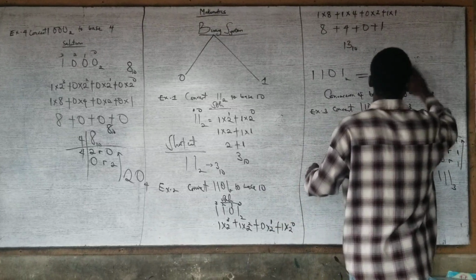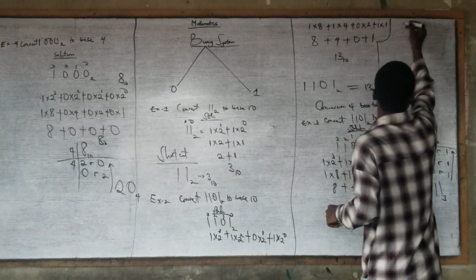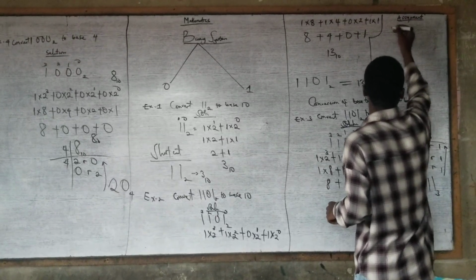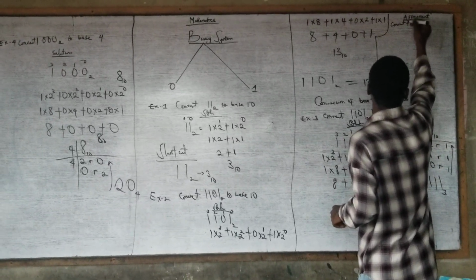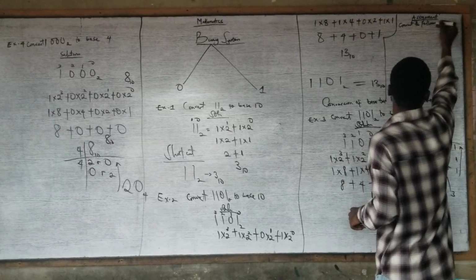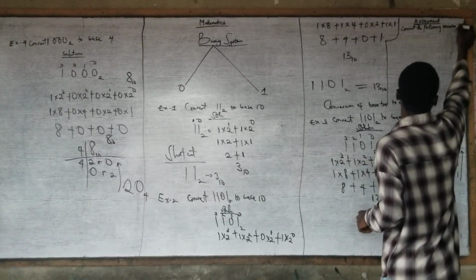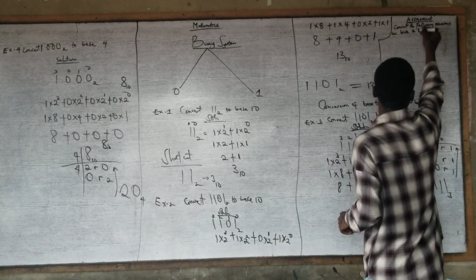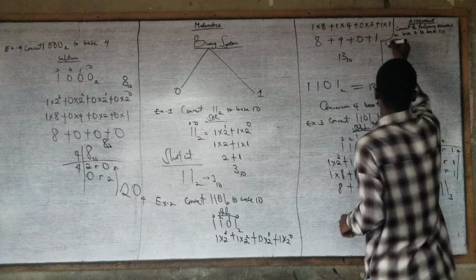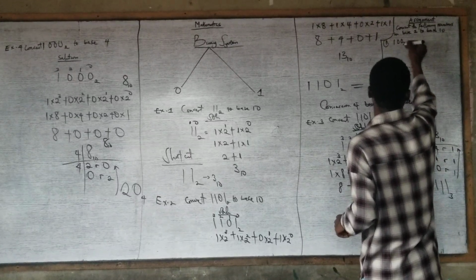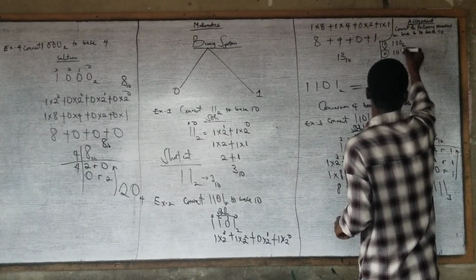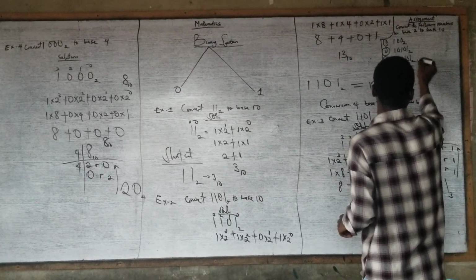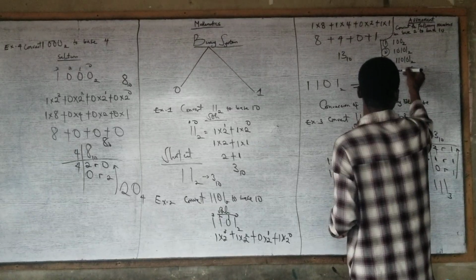Assignment. Convert the following numbers in base 2 to base 10. So number 1, we have 100 base 2. Number 2, 10101 base 2. Number 3, 110101 base 2.